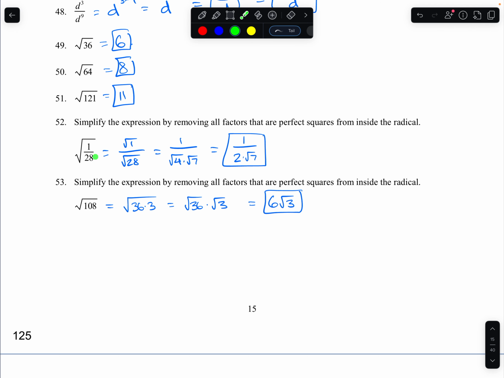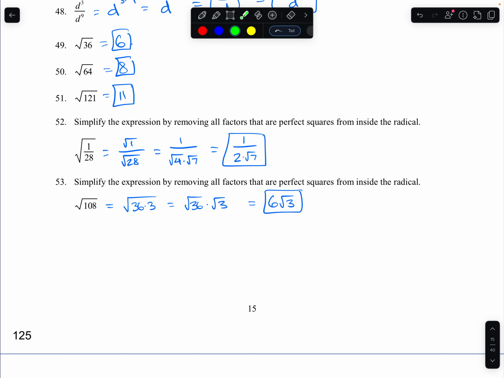Now let's go back to 52. It's the same idea, but when you have the square root of a fraction, just like you can square root 2 factors of a product separately, you can square root the numerator and denominator of a fraction separately. So the square root of 1, well, what times 1 gives us 1? It's just 1. But the square root of 28, that's not a perfect square.